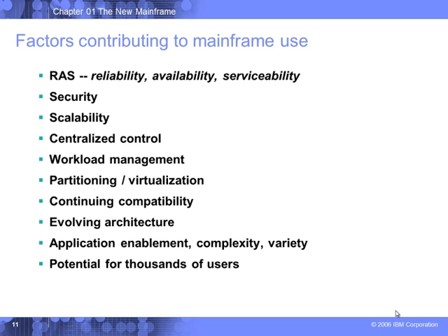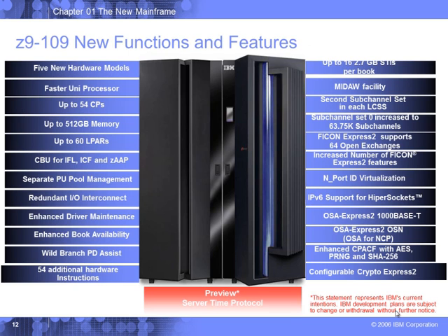Factors for the mainframe. RAS is important, so this is something I'll try to note, as the lectures go on, pieces that I'm sure are going to be on the test. RAS is one of them. Reliability, availability, and serviceability or scalability. So if you don't put serviceability, put scalability, I'm fine. But RAS is an acronym for you to remember. Security, scalability, centralized control, workload management, partitioning, virtualization, continuing compatibility, evolving architecture, application enablement, complexity, variety, thousands of users, etc.